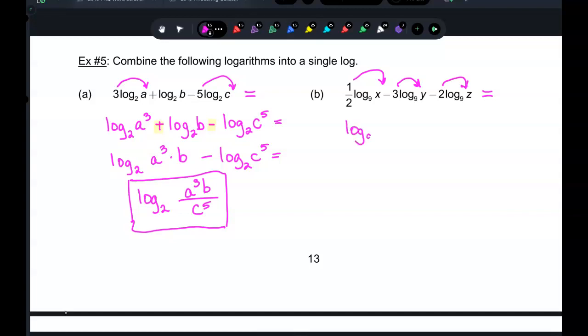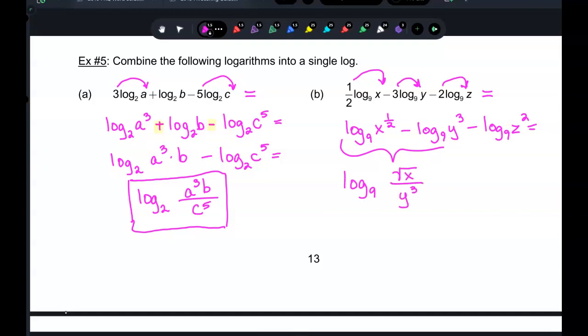So I have log base 9 of x to the 1/2 minus log base 9 of y to the third minus log base 9 of z squared. Okay, if I start with these 2, so this subtraction is going to turn into division. So I'm going to have log base 9. I'm going to write that as square root of x over y cubed. Now I also want to divide by z squared.